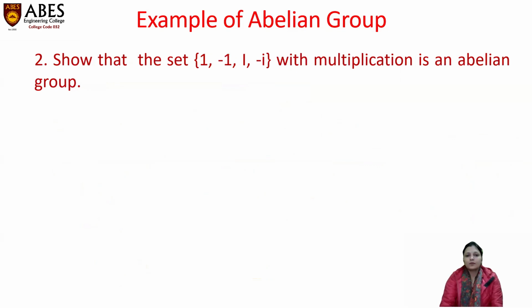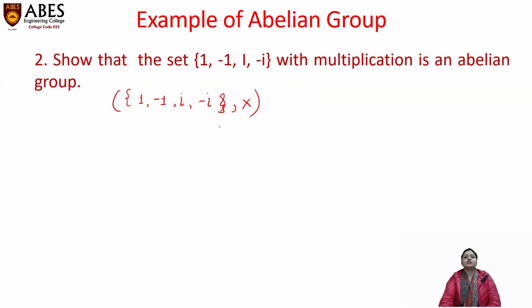Next is an example of an abelian group. Here a set is given which has the elements 1, -1, I (small i), and -I, with multiplication. So the group here is {1, -1, I, -I}. This is the set, and the operator is multiplication. I have to check whether this is an abelian group or not.